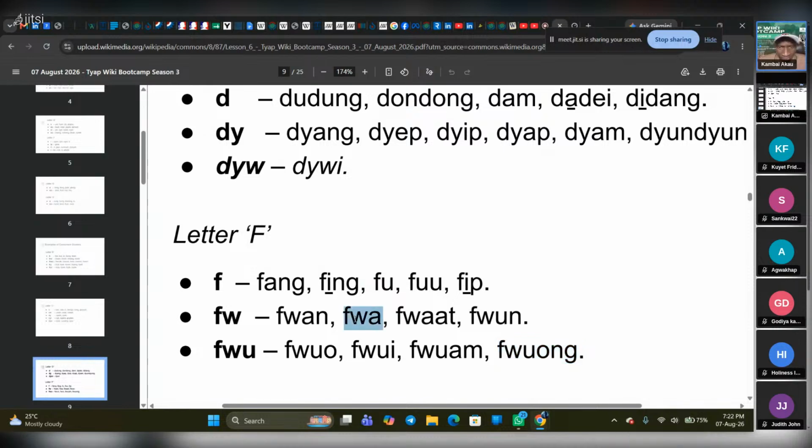So you can feel the difference, fwa and then fui. There's a kind of delay before you call the I. So fui, and this one is just fwa without any delay. But we don't have FY in the Tyap language. So if somebody is writing fang and you are seeing FYANG, you know that that person is wrong, because the orthography says we should not have FY in the language, and we cannot have FIA, fiang, like we cannot have that.